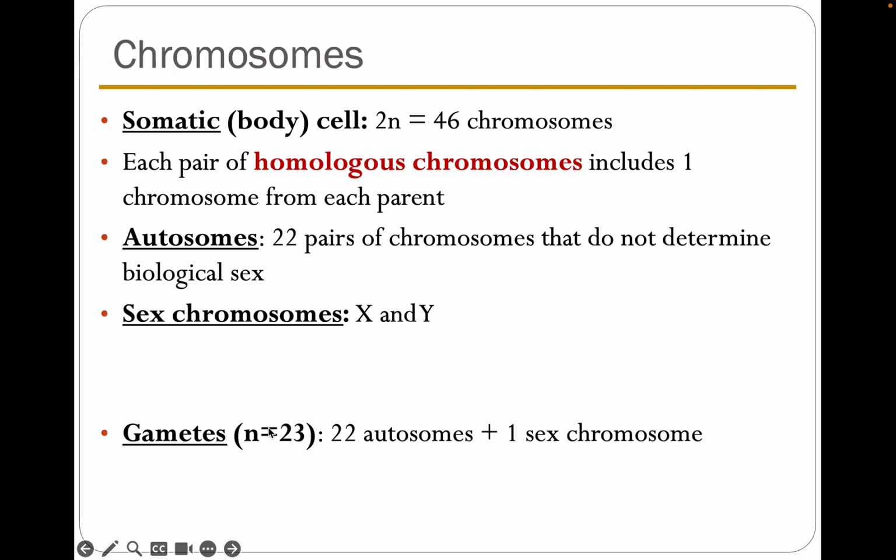So gametes are haploid. They have just one copy of each chromosome. And in humans, that means there's a total of 23 chromosomes made up of 22 autosomes plus one sex chromosome in every gamete, in every sperm, and in every egg. And when those two unite to form a zygote, that's when we end up with a diploid cell. And that's literally where you get your one copy of each chromosome from mom and one copy of each chromosome from dad.